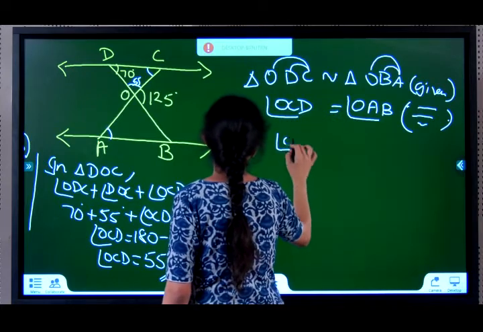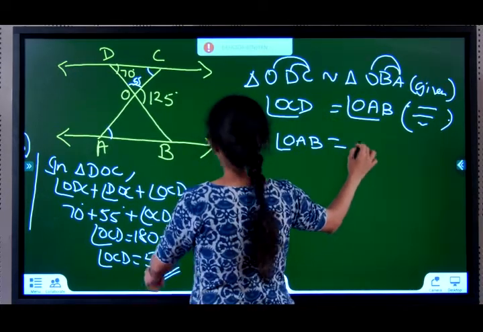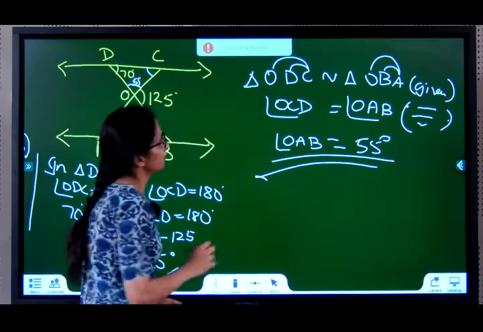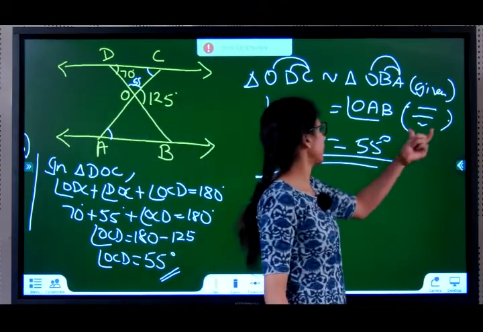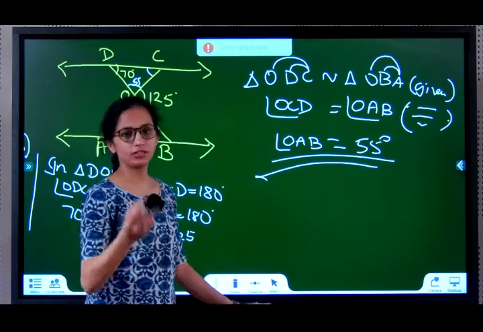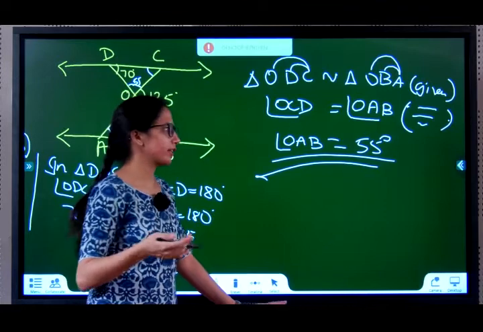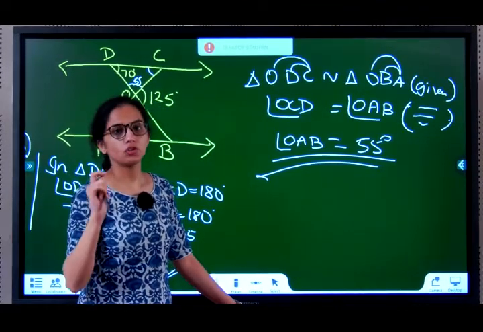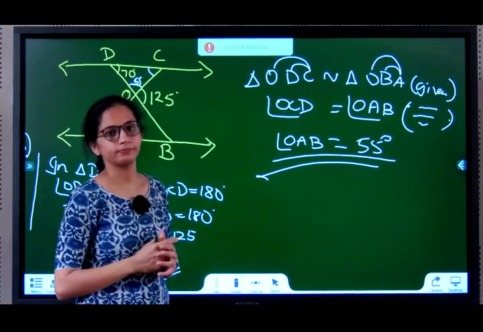So can I say OAB? OCD is nothing but 55 degree. So OAB is also 55 degree. See, all these reasons in brackets that you have to write, many times I don't fill it up, but I say it, so you have to write it. But still, if you have some doubt, and you want to verify it, please refer to the notes section in the app. You will understand it better.